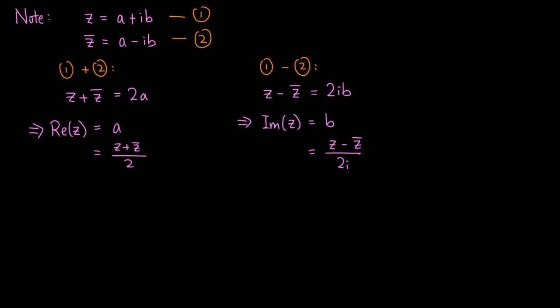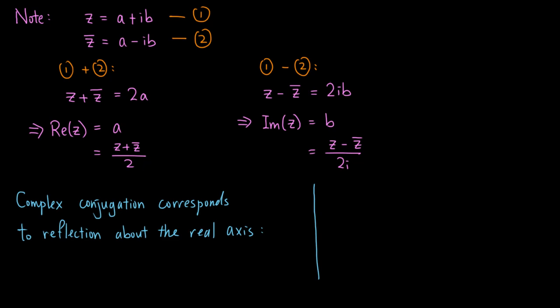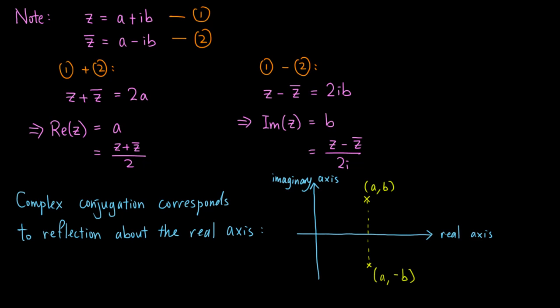Moreover, we observe that complex conjugation corresponds to reflection about the real axis. Indeed, complex conjugation is simply negating the imaginary part, which results in negating the second coordinate of the point, which is the result of reflecting a point about the real axis.